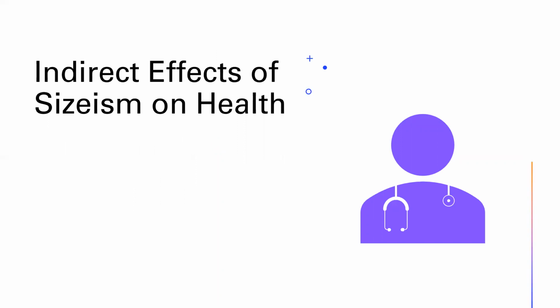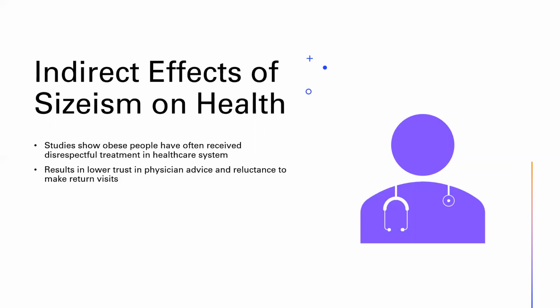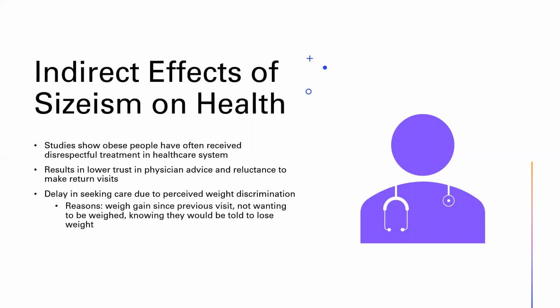Some indirect effects of sizeism on health. We have studies to show that obese folks have been treated very, very wrongly in the healthcare system. This results in lower trust in physician advice and reluctance to make return visits. Also delay in seeking healthcare due to perceived weight discrimination. The reasons being weight gain since the previous visit, not wanting to be weighed, knowing that they would be told to lose weight. And this delay has been linked to higher mortality and poorer self-rated health.